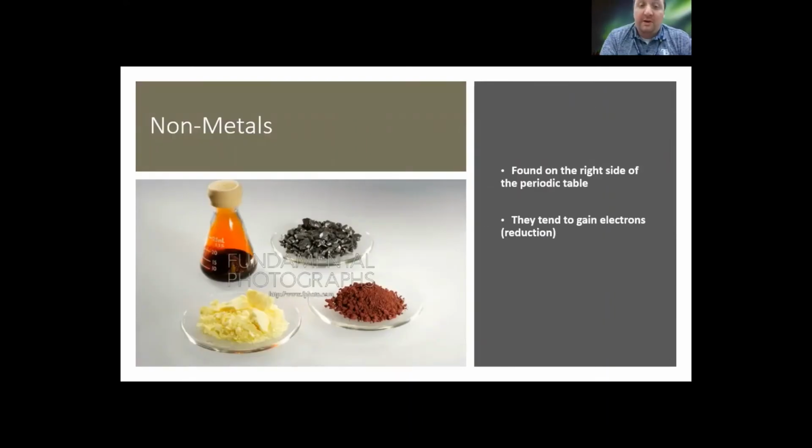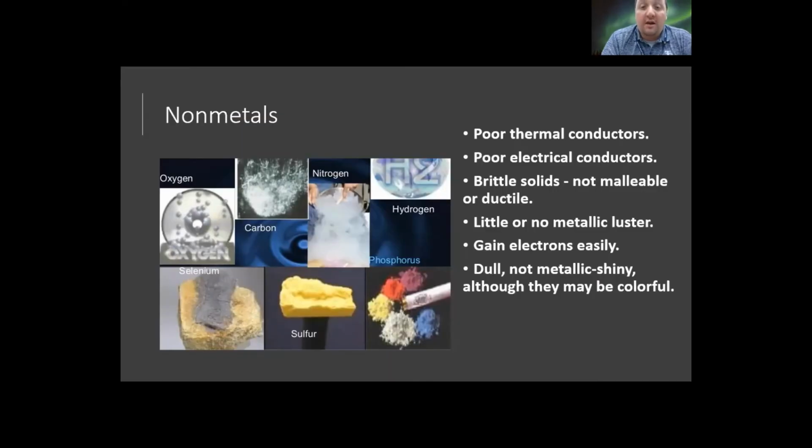On the right side of the periodic table, we have our nonmetals, and they tend to gain electrons, called reduction. Nonmetals are poor thermal conductors, meaning they don't change temperature very easily. And they are also poor electrical conductors or insulators. Electricity doesn't pass them easily. They are brittle, meaning if you hammer them, they don't become flattened, they shatter and break. They have little to no metallic luster. They lack a shine to them, but they may be colorful depending on the different elements.